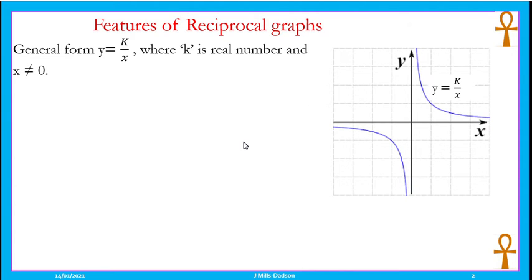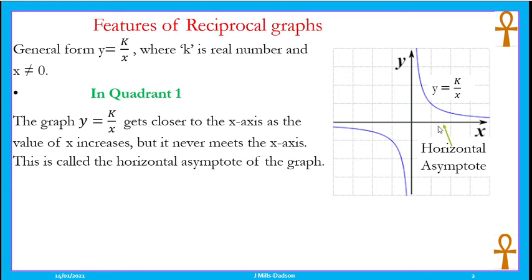Now let's look at the features. Look at the first quadrant, this section. Now you see that as the graph gets closer to the x-axis, x coordinates are also getting bigger and bigger. So which means that the x coordinate can get bigger and bigger, and the graph will be getting closer and closer to the x-axis, but will never touch the x-axis and will never cross it. So we say the x-axis becomes what we call the horizontal asymptote.